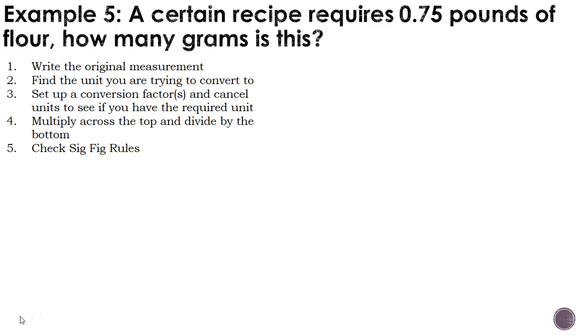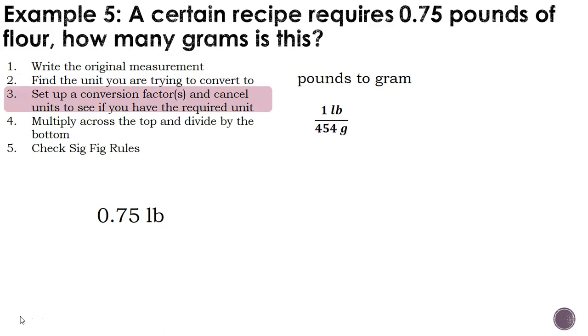In this example, a certain recipe requires 0.75 pounds of flour. We want to figure out how many grams this is. So we want to start with our original measurement. In our problem, we have 0.75 pounds, and we want to convert that to grams. So looking at your conversion chart, you can see that 1 pound equals 454 grams, or 454 grams equals 1 pound.